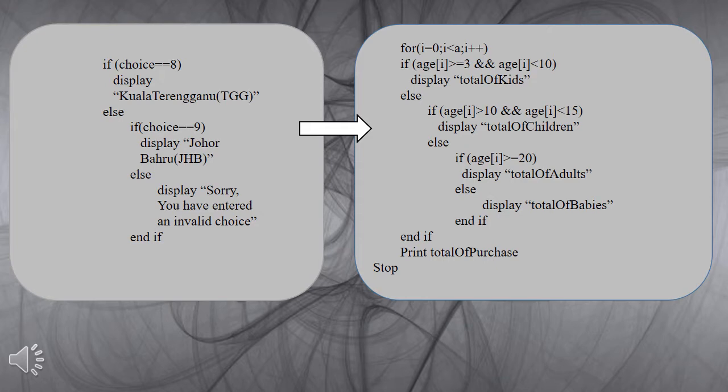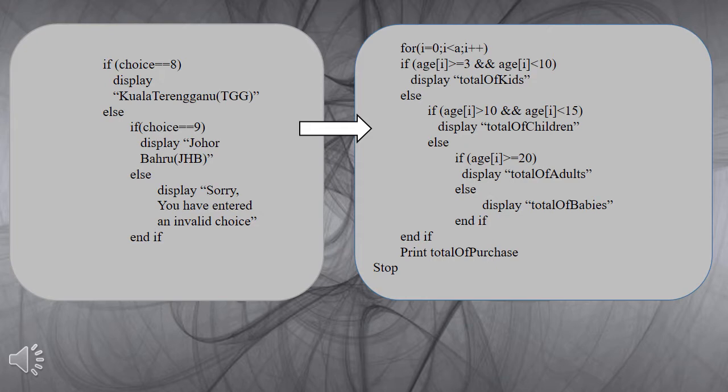Next, for the age: if age more than or equal to 3 and age less than 10, it will display total of kids. Else if age more than 10 and age less than 15, it will display total of children. Else if you enter 0, it will display total of babies. Then you put an end if to end your age.